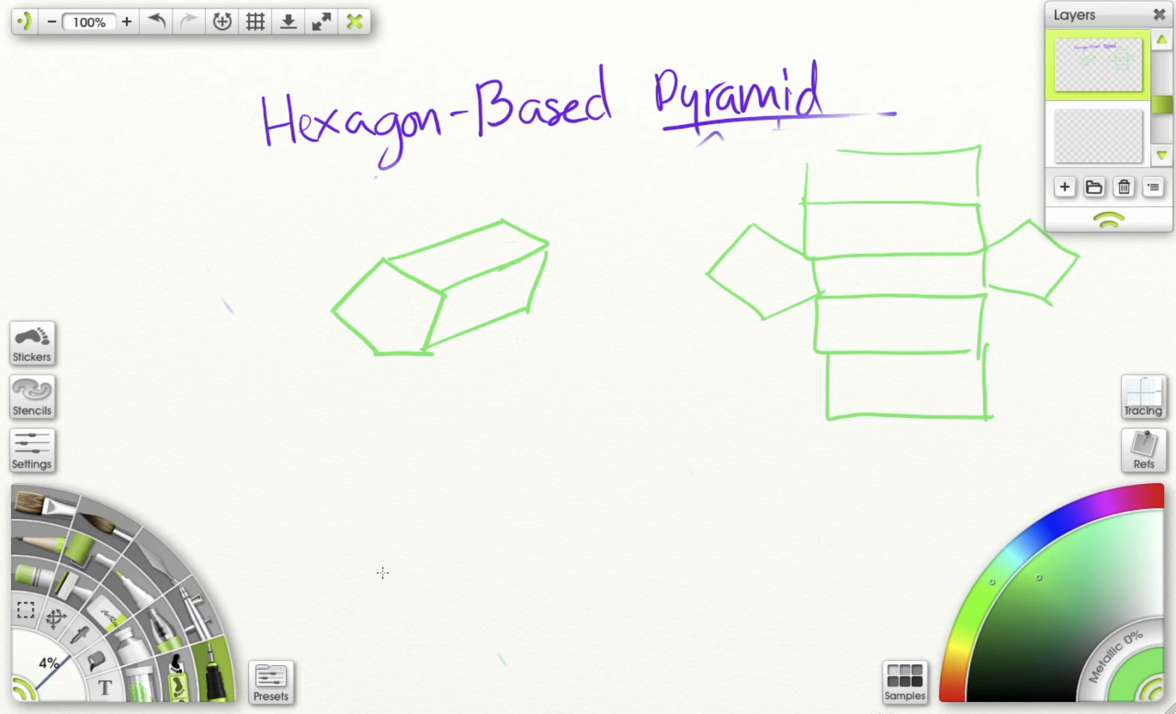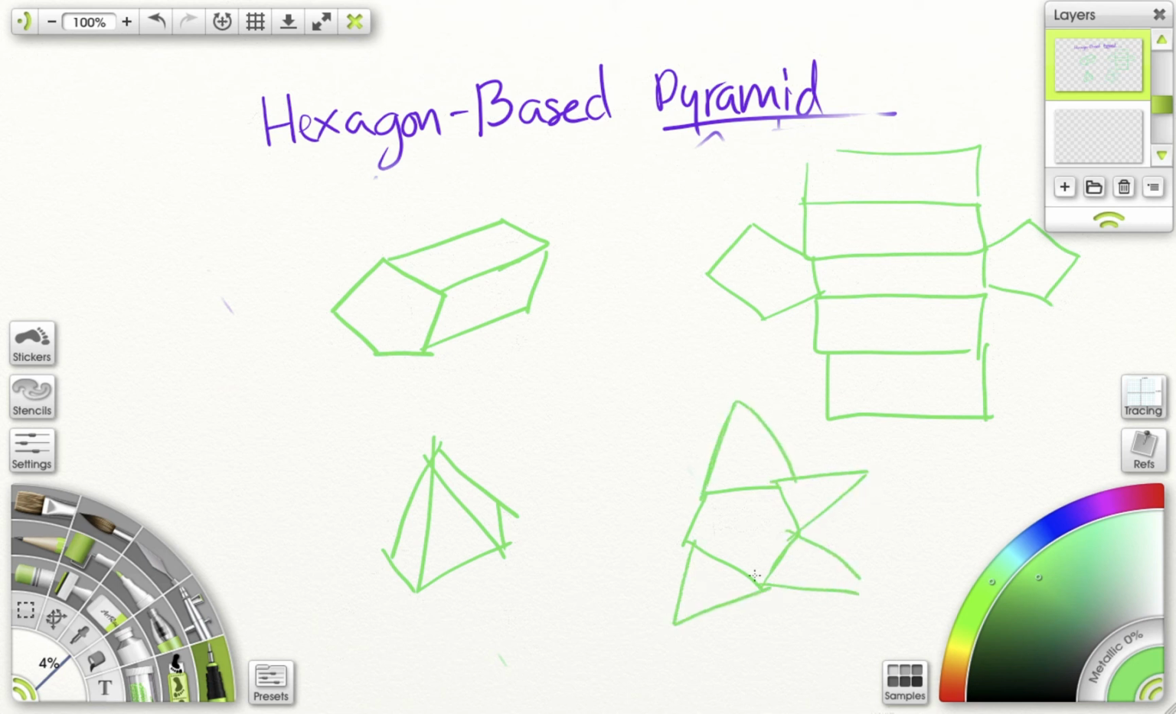What if I had a pentagon-based pyramid? Oh, I'm not going to be able to draw this very well. This is a pentagon-based pyramid. How would that net look? Well, we know for pyramids, usually it's the shape in the middle, and then it's a bunch of triangles going out from each side. So there we go. So that's what we're going to be doing today, trying to match up shapes to their nets.